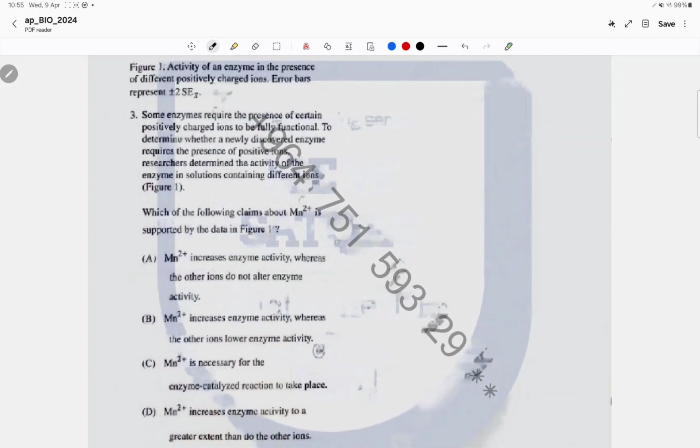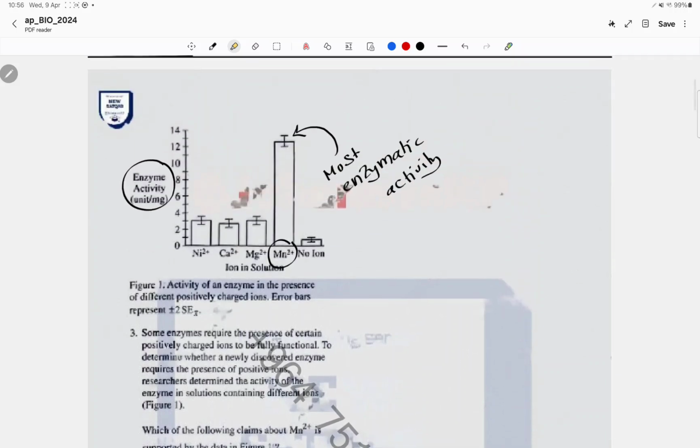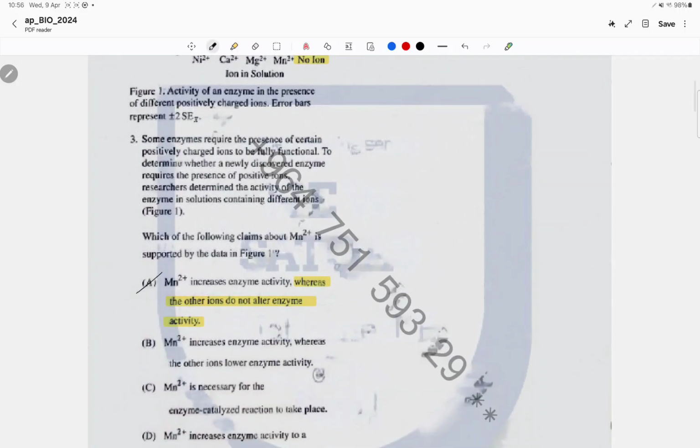Now look at A. Mn increases enzyme activity, whereas the other ions do not alter enzyme activity. If you want to assess whether the other ions alter the enzyme activity or not, you must always compare them to the control. The control is going to be no ion. And guess what? All the ions have a higher enzyme activity compared to no ion. But just that Mn has the most. So A is off. Mn2+ increases enzyme activity, whereas the other ions lower it. On the contrary. Again, compared to the control, all the ions increase the enzyme activity, but Mn being the highest.